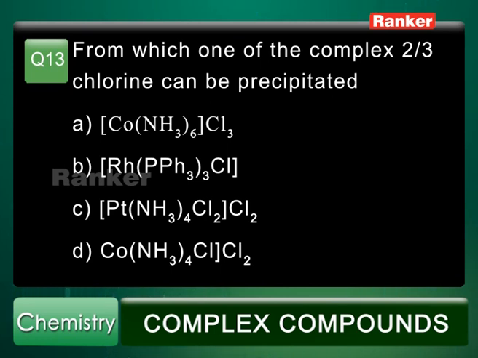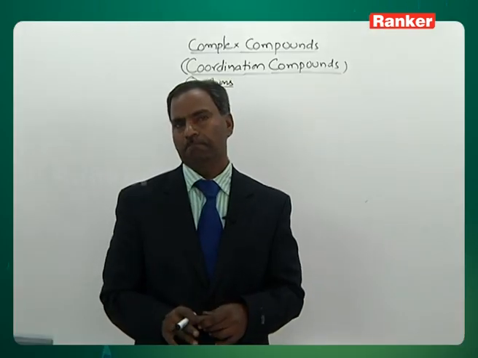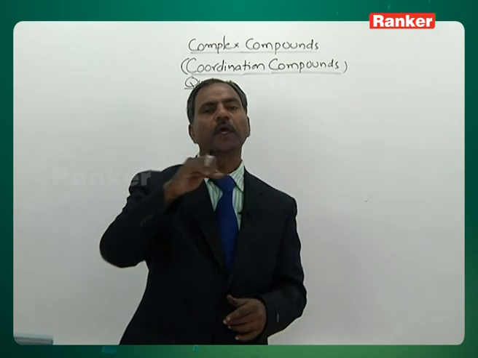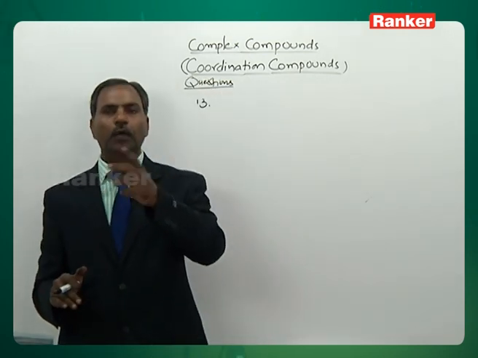Coming to the option number 2, that is B option. All the chlorides are inside. No chloride is precipitated. Coming to the option C, total chloride ligands are 4. Out of 4, 2 are outside, 2 are inside. Therefore, 2 by 4 chlorides it will come. And actually we want 2 by 3. Out of 3, 2 are precipitated.